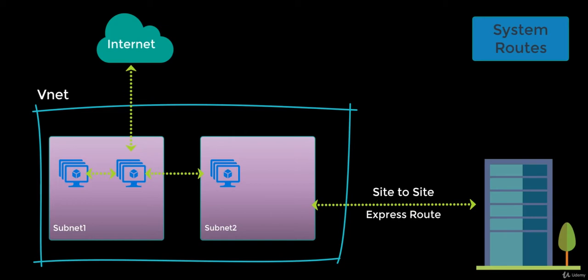Consider a virtual network with two subnets. Communication between the subnets and from the front end to the internet are all managed by Azure using the default system routes. Information about the system routes is recorded in something called a route table. A route table contains a set of rules called routes, and that specifies how the packets should be routed in a virtual network.